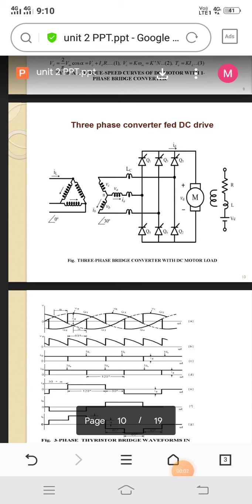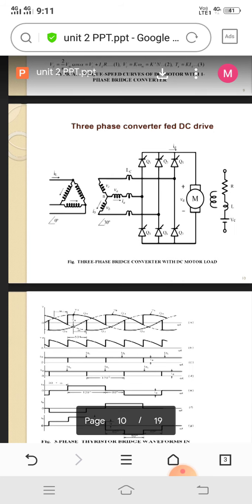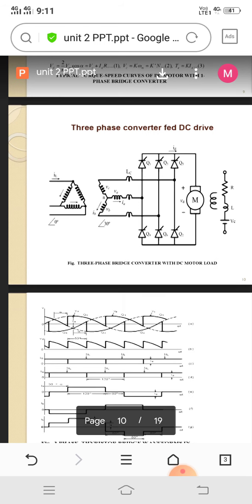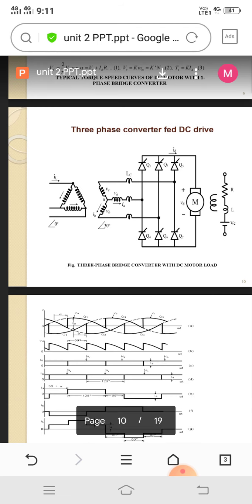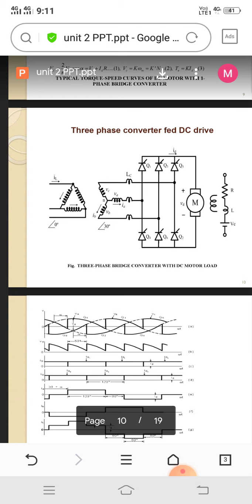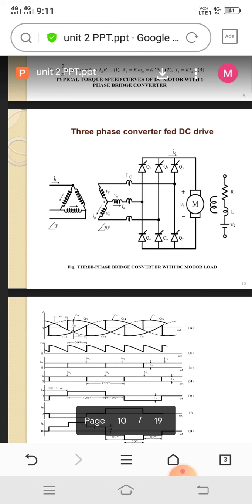Okay, students, this is three-phase converter fed DC drives. Three-phase means three leads, otherwise three wires, three portions, three leads. All those explanations consist of this word three-phase.